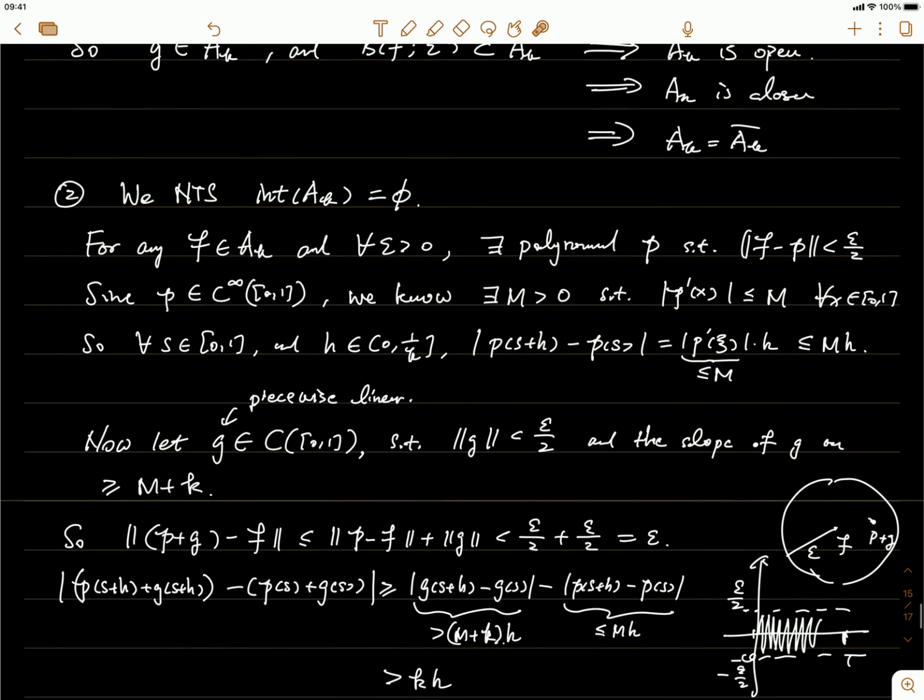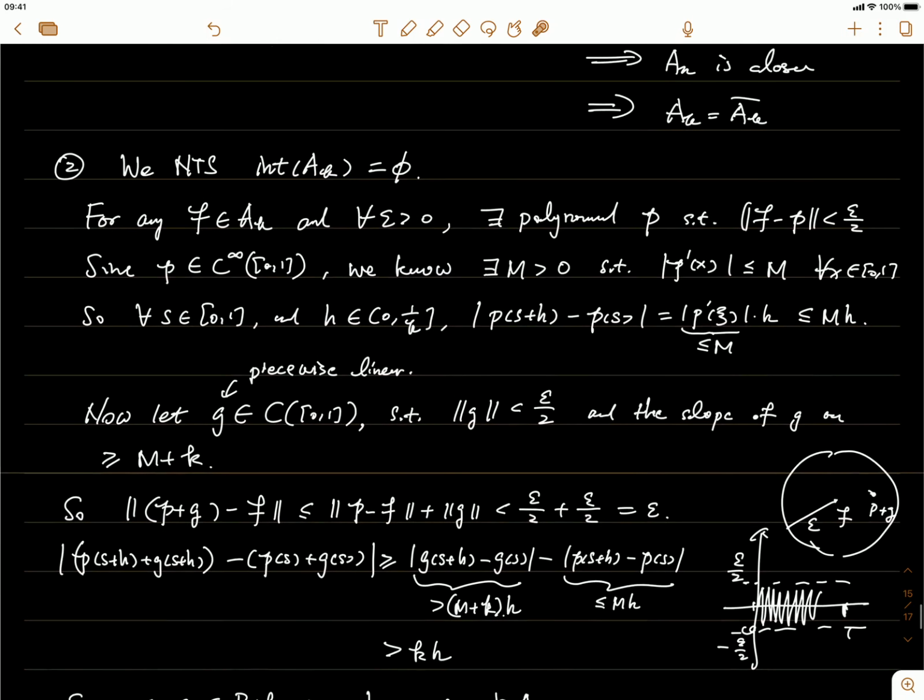The second one is that we want to show the interior of AK is empty. To show that, we just need to show that for any point f in AK and any epsilon, there exists some point inside this ball that is not inside AK.